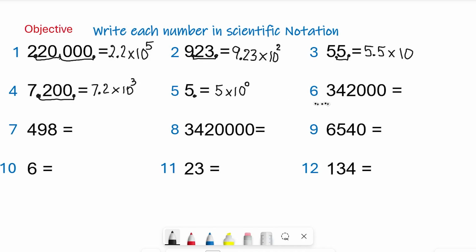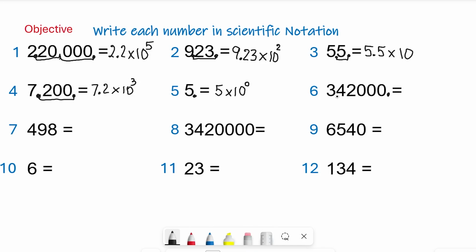Okay. Number 6. So for number 6, the decimal point is going to be always at the end. They never going to write it, by the way, unless they need it. But because in this case we need it, we have to write it.